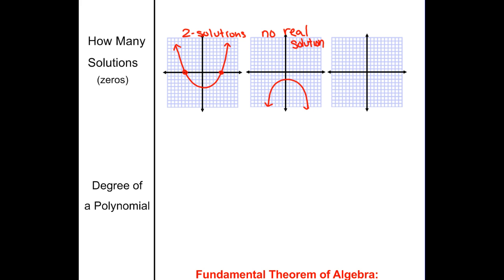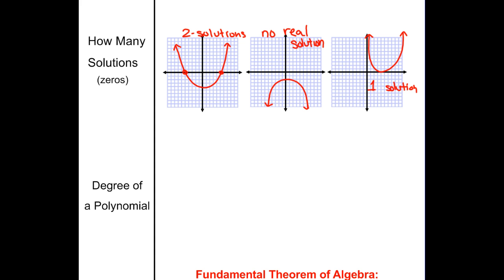And the last way that a lot of people don't think about is that I have one real solution. So one solution, and it's really one real solution. And I should go back to the original one. It should say two real solutions, no real solutions, and one real solution.